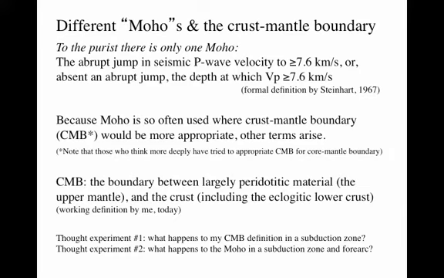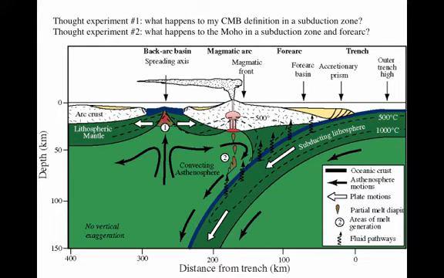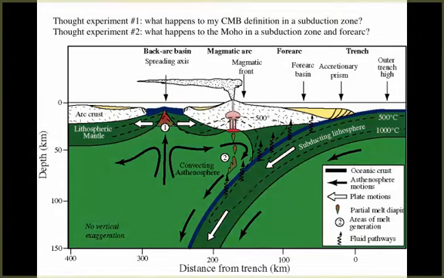And I'm going to define the crust-mantle boundary as the boundary between the peridotitic mantle material in the upper mantle and the crust that also includes the eclogitic lower crust, if the lower crust is eclogitic at any given point. So we can do some thought experiments. What happens to a crust-mantle boundary in a subduction zone? And what happens to the moho in a subduction zone in the forearc area? We look at a diagram with those two same thought experiments at the top and just look at a subduction zone and back arc basin.